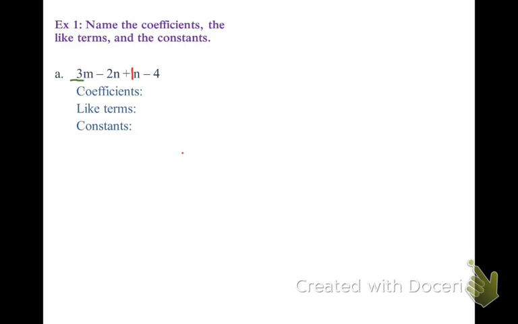So I'm going to look at 3. There's no sign in front of it, so that's a positive 3. And then we look at the minus 2, and that would make it a negative 2. And then we look at the 1, and that's a positive 1. And that's your coefficients.